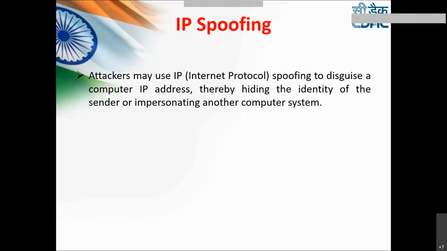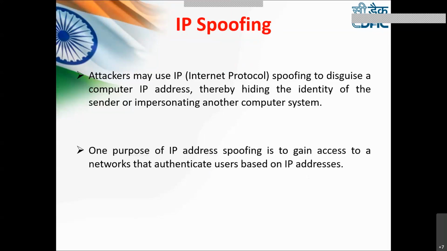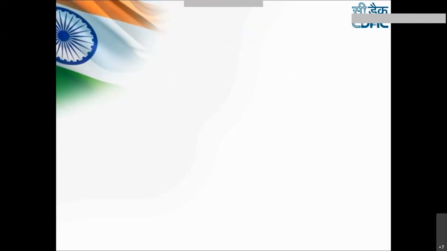An attacker may use internet IP spoofing to disguise a computer address, thereby hiding the identity of the sender or impersonating another computer system. You might spoof your IP so that it looks like it's already in the particular network, but it will be the attacker's. One purpose of IP address spoofing is to gain access to a network that authenticates users based on IP addresses, where the IP address is used as an identification.